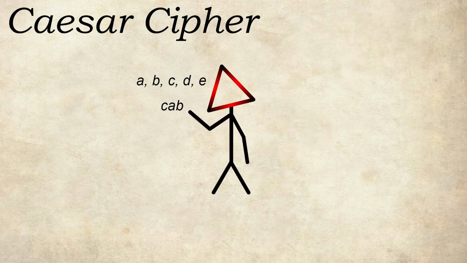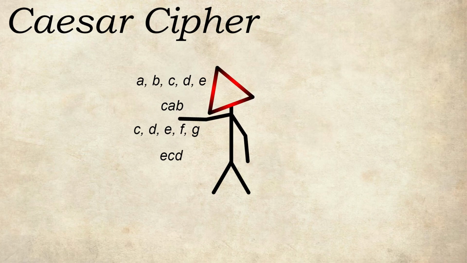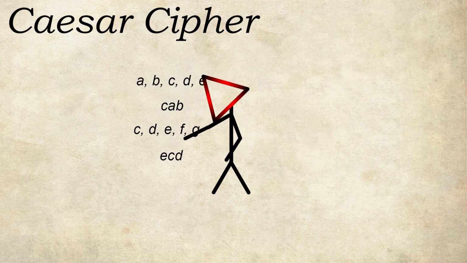For example, take the word cab and shift each letter by 2 characters. You can now see that C is now equal to E, A is now equal to C, and B is now equal to D, thus meaning that the new word is ECD.